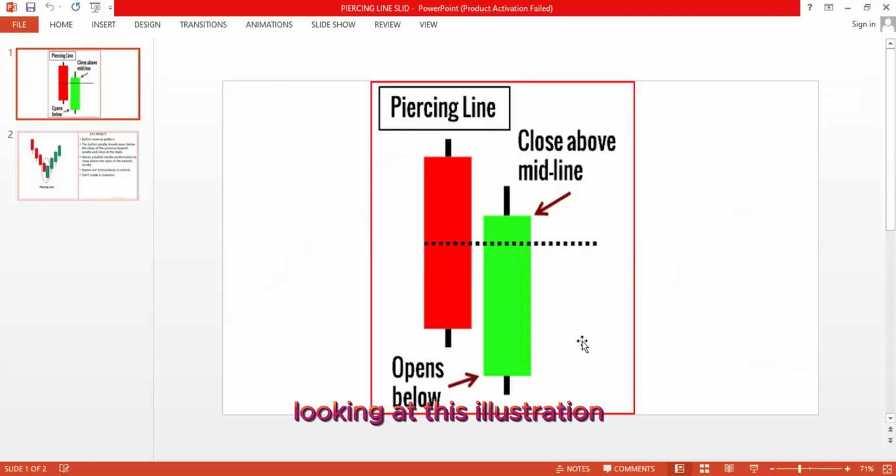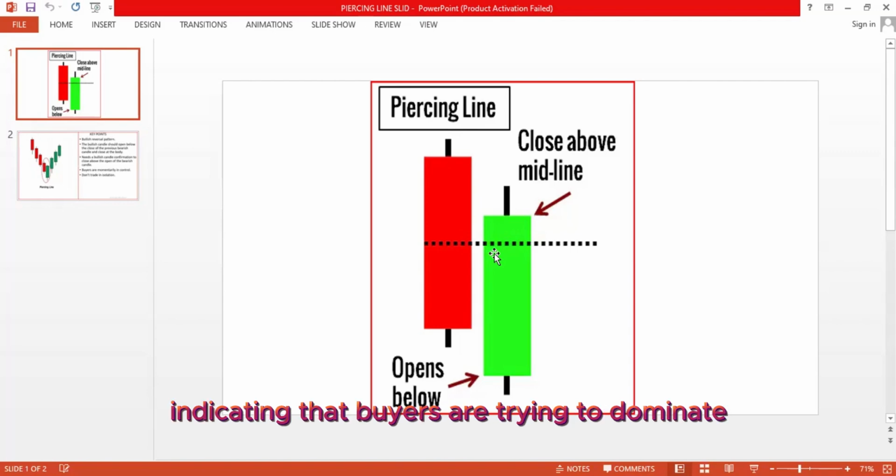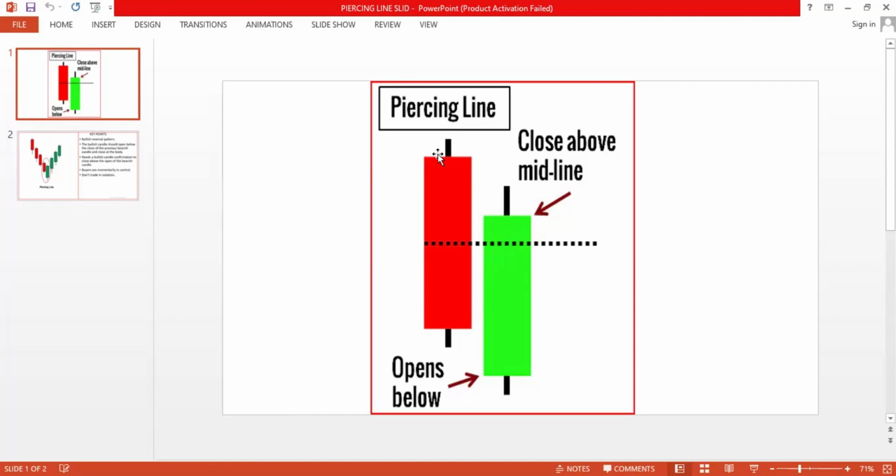Looking at this illustration, this market was selling. The last sell candle that was spotted closed at this point, and the buy candle opened far below the close of this sell candle before closing above the midpoint. This pattern suggests a shift in market psychology from bearish to bullish sentiment, indicating that buyers are trying to dominate the market and change the trend from bearish to bullish.